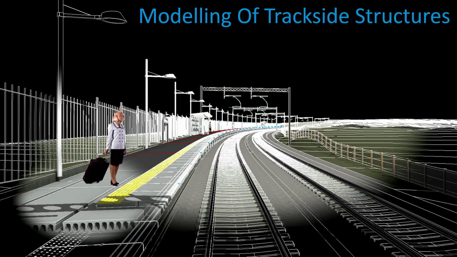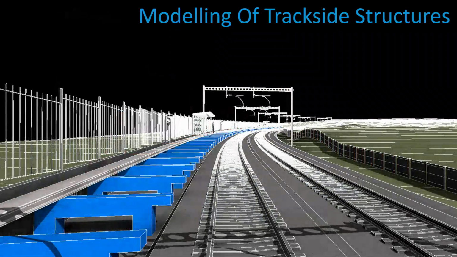Okay, so what we're going to do now is spend a little bit of time looking at the modelling of trackside structure. In this particular case, it's going to be a platform extension that you can see in front of you here. So what we're going to do here, we're going to actually look at first how we position the cross walls that you can see here.